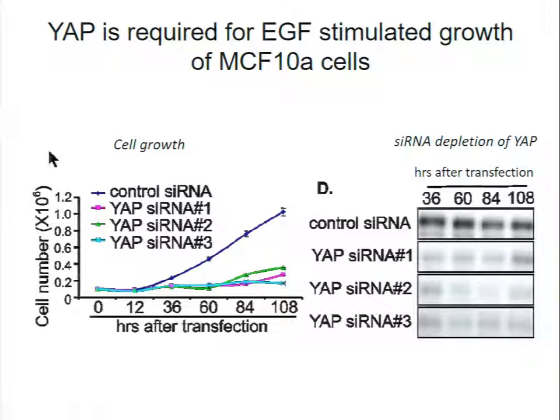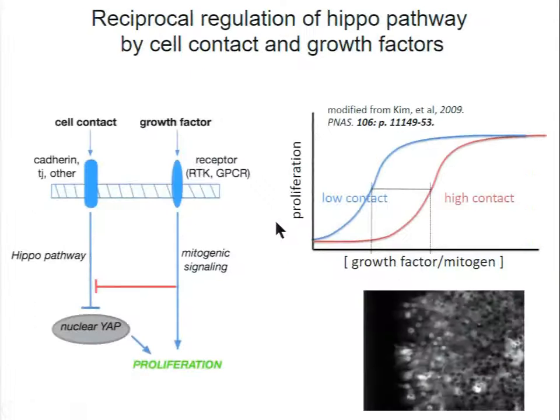And this seems to be important for EGF-dependent growth in these cells. If we knock down YAP with different siRNAs, then EGF fails to stimulate active proliferation in these cells. So this is an important component, and actually other groups have seen something similar as well.